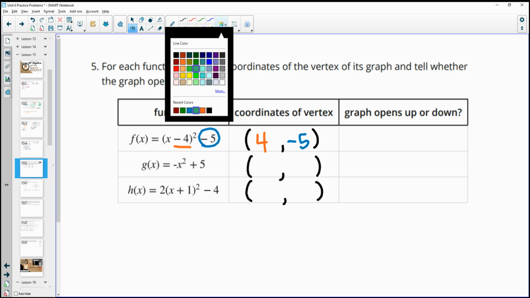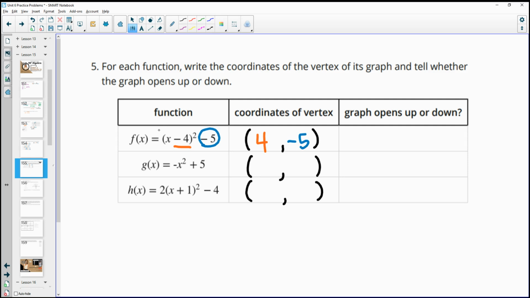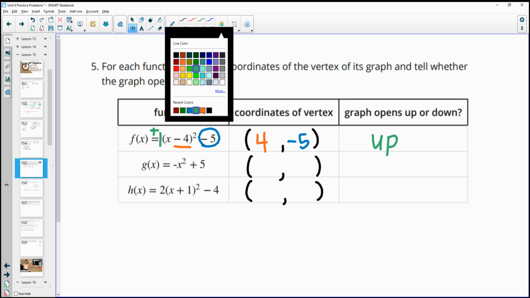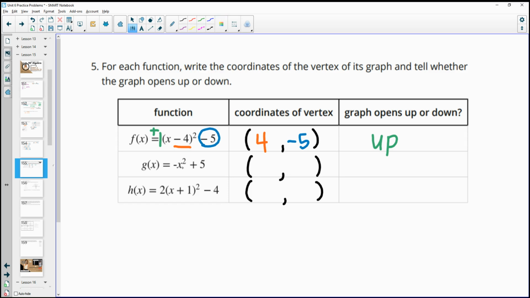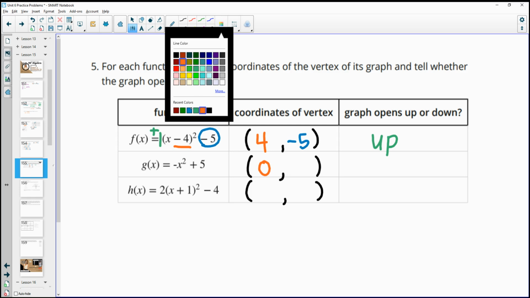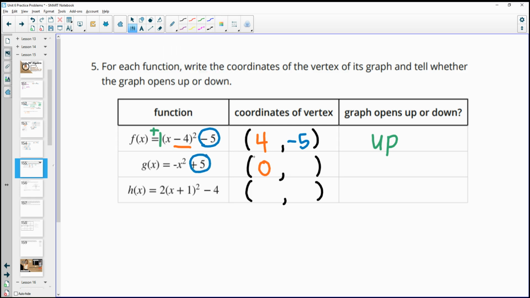Then for opening up or down, it depends on if this number out here is positive or negative. So right now in this one, for multiplication, if it's not written, it's just a 1. So it's 1 times this, and that's positive. So this is going to open upward. For g of x, we have nothing inside the parentheses here. So our x coordinate of our vertex is 0. And then we have a +5. So our y coordinate is going to be 5.